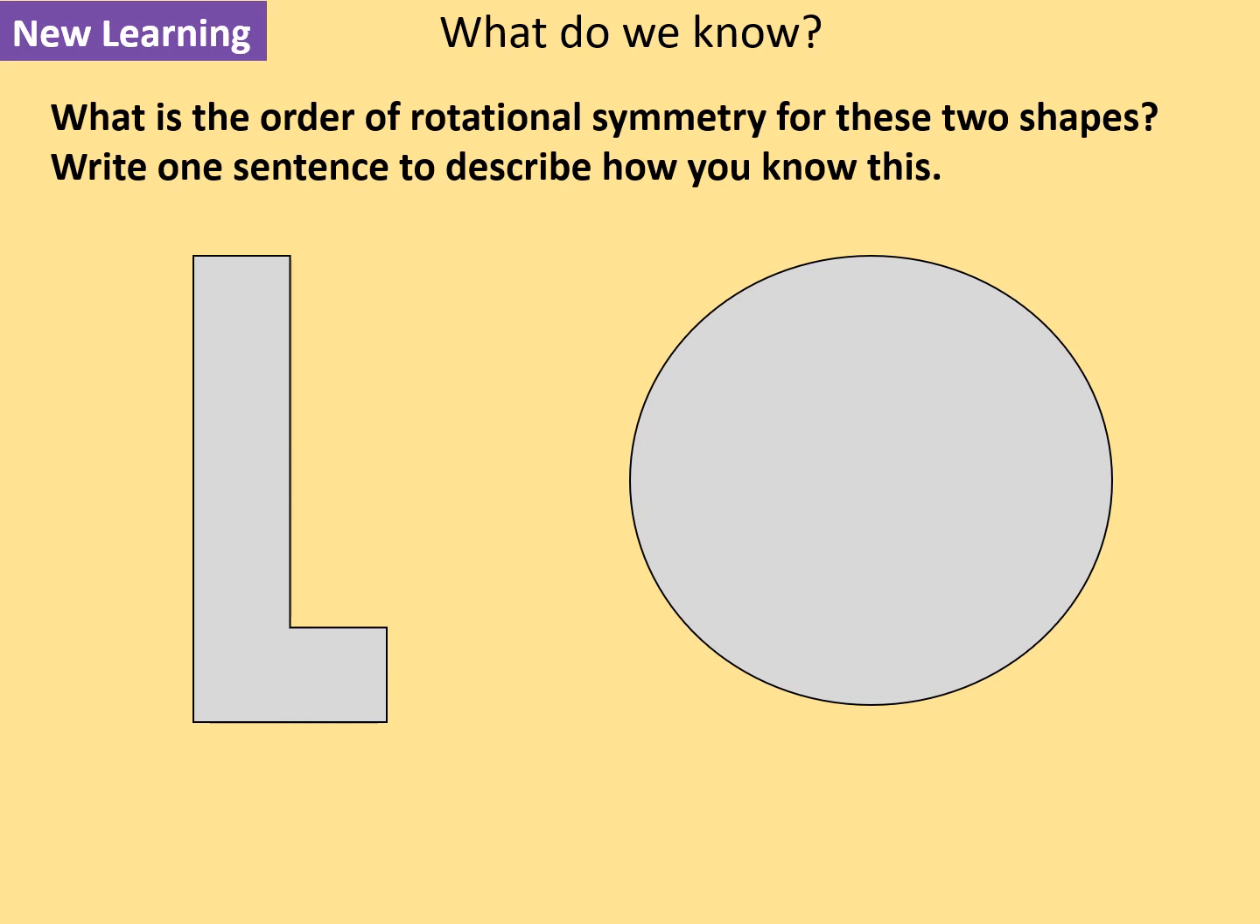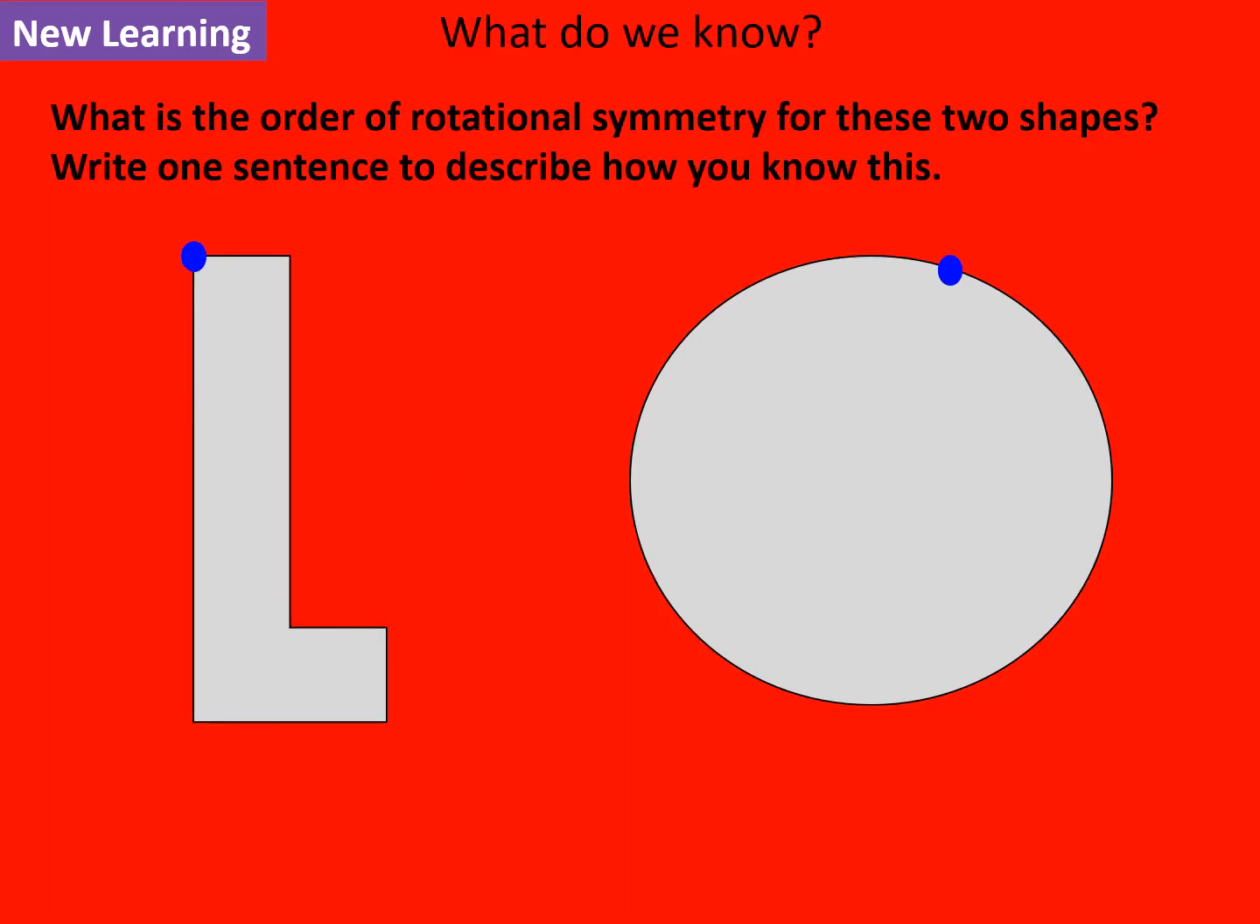Now that we have defined rotational symmetry, what I would like you to do is look at the 2 shapes that you have in front of you. I want you to write one sentence for each of these questions. What is the order of rotational symmetry for these 2 shapes? Write one sentence to describe how you know this. I'd like you to time 2 minutes to write down 2 sentences on what the rotational symmetry of these shapes are. Pause the video, time 2 minutes, and off you go.